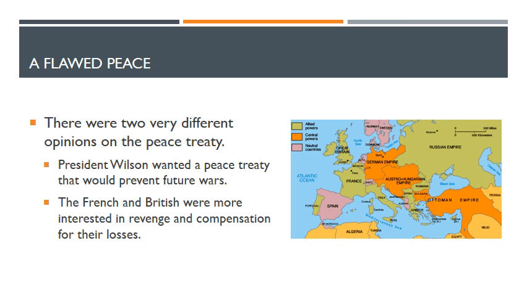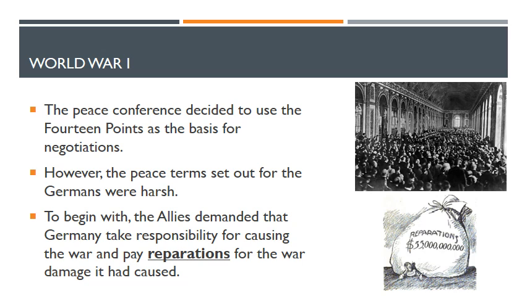There were 2 very different approaches to the peace treaty. President Wilson wanted a peace treaty that would prevent future wars. However, Great Britain and France had been decimated by the war and wanted revenge as well as compensation for their significant losses. The peace conference used Wilson's 14 points as a starting point. However, the final peace treaty was much different and very harsh for the Germans. The Allies demanded that Germany take responsibility for starting the war and pay reparations for the war damage it had caused, and these were significant amounts of money.